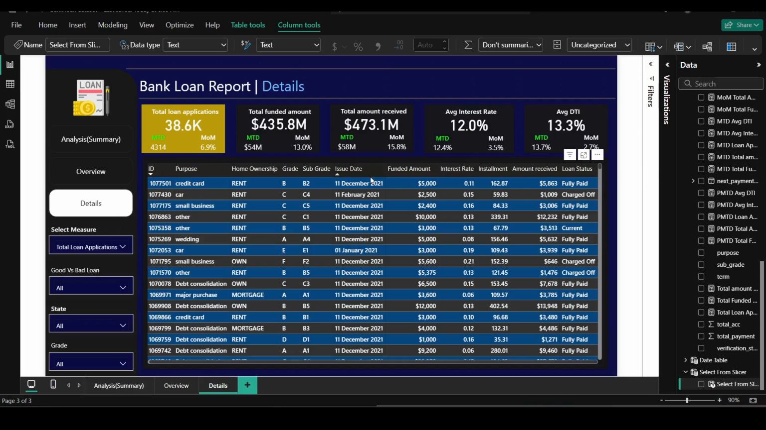So if a particular analyst wants to drill into a specific loan type or outlier, they can use the details page for a deep dive into individual cases. So this is all about this particular project.